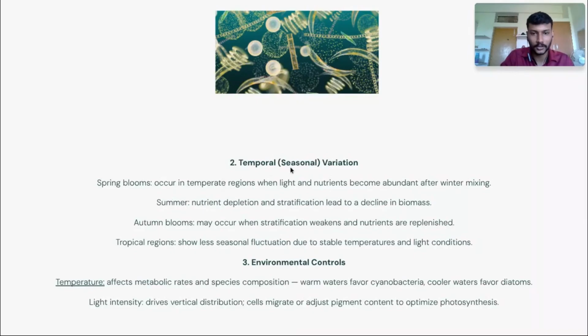Now onto temporal variation, or seasonal variation. The most commonly seen blooms are spring blooms, which occur due to nutrient mixing at the interface of winter and summer. During the summer season, there is a phenomenon called stratification. What happens during this is, if we consider a column of ocean water, the upper layer is exposed to the sunlight. When the sunlight constantly falls on this upper layer, it gets heated up, while the lower layers remain cold.